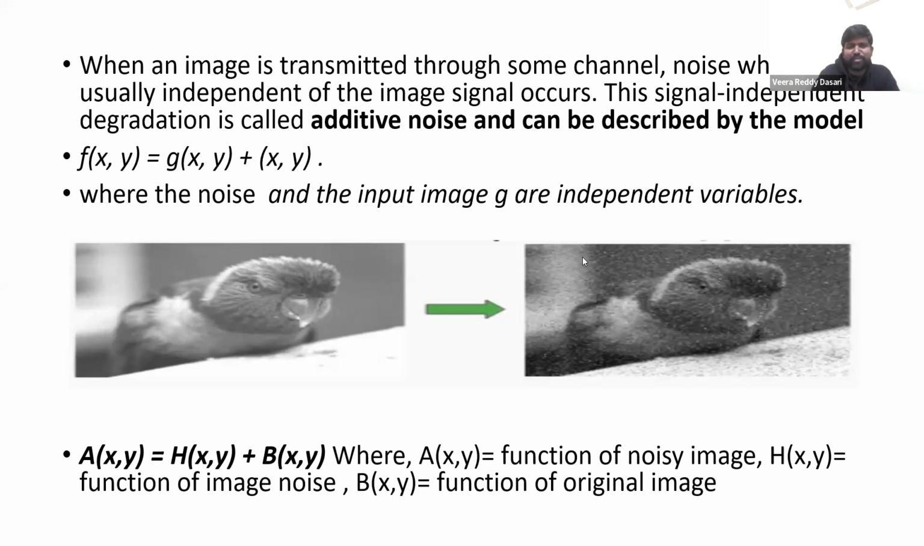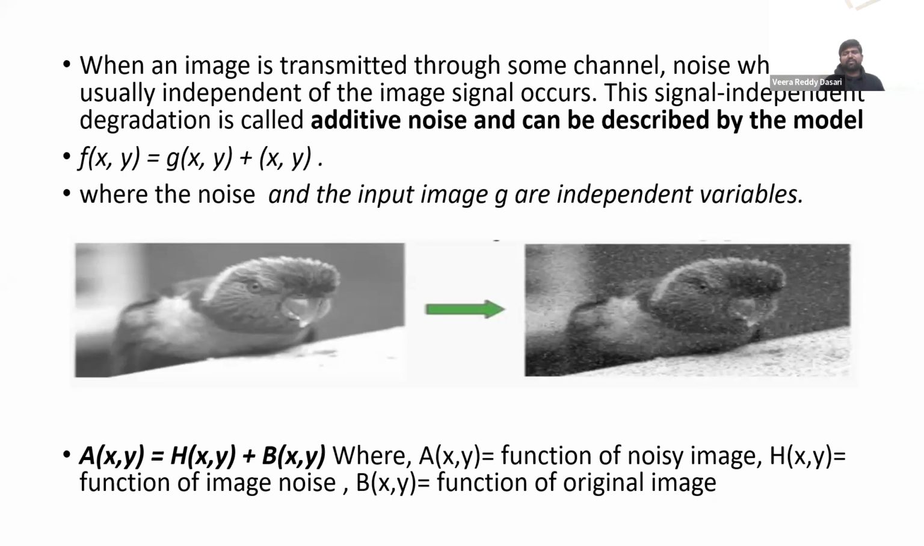Noise can occur during image capture and transmission. Very good, so you got the fundamental idea. I don't want to explain too much, I'm just giving you a brief about the basic idea. When you are transmitting the image, some noise can be added that will degrade the image, that may be dependent or independent of the image.